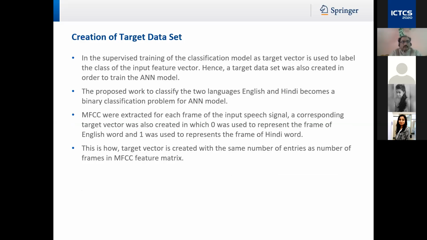The creation of the target dataset here is supervised training of the classification model, as the target vector is used to label the class of the input feature vector. Hence, a target dataset was also created in order to train the artificial neural network model. The proposed work to classify the two languages, English and Hindi, becomes a binary classification problem for the ANN model, where 0 is assigned to English and 1 is assigned to Hindi. In MFCC, for each frame extracted we are going to assign the label 0 or 1. 0 is for English, 1 is for Hindi. This is how the target vector is created with the same number of entries as the number of frames.